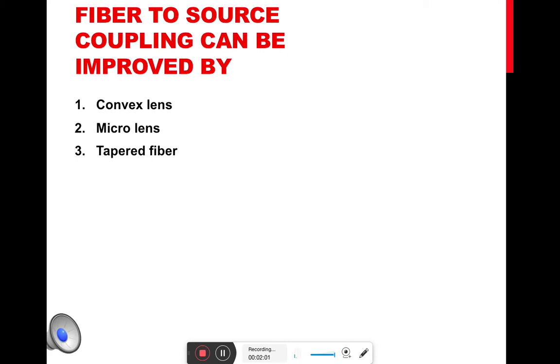The micro lens is another type of lens in which the lens is tapered, so that due to the tapered shape, the maximum light can be coupled to the optical fiber. Similarly, the efficiency is improved. The other one is a tapered fiber.